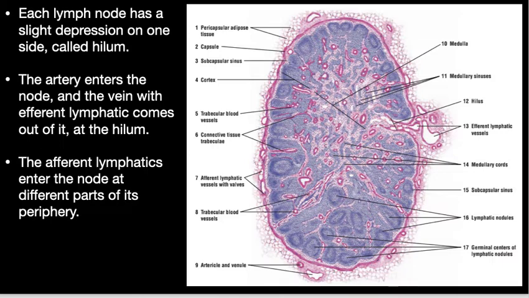So if you see a gross structure of the lymph node, it has a slight depression on one side. This is called the hilum of the node. The artery is entering the node from this area, and the vein and the efferent lymphatic come out at the hilum. You can see the efferent lymphatic vessels over here. The afferent lymphatics enter the node at different parts of its periphery.